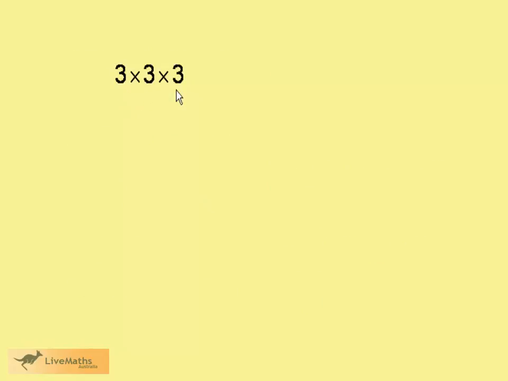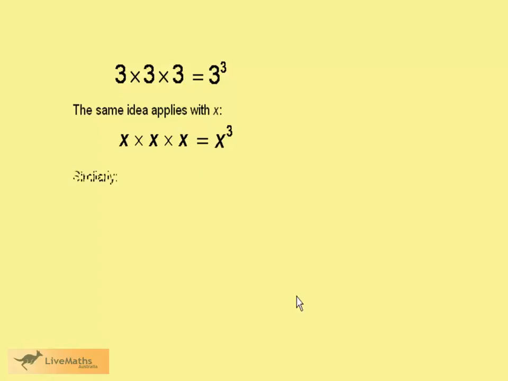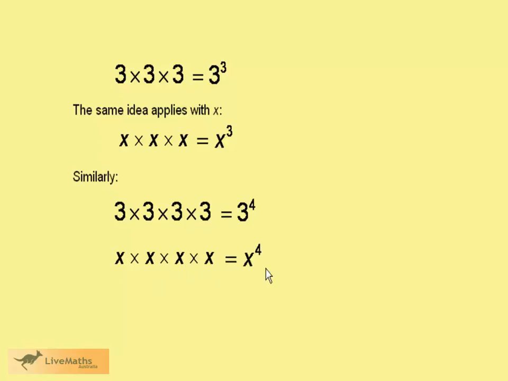3 times 3 times 3 is known as 3 cubed. The same idea applies with x. So x times x times x is known as x cubed. Similarly, 3 times 3 times 3 times 3 is 3 to the power 4. So x times x times x times x is x to the power 4.